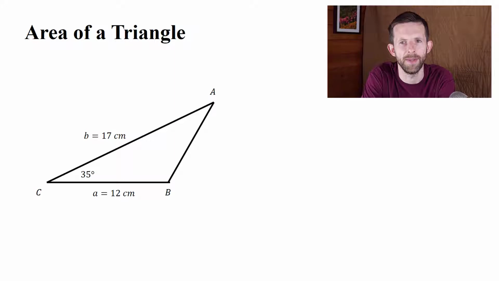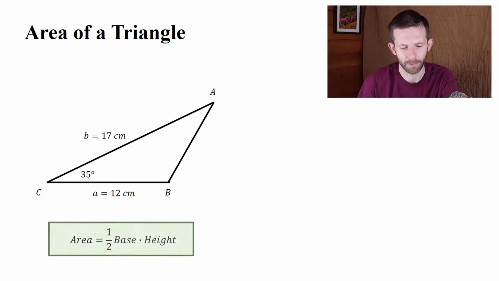Let's talk about how to find the area of a triangle that's not a right triangle. I'm given triangle ABC where BC is 12 centimeters, AC is 17 centimeters, and the angle between them is 35 degrees. Now, the area of a triangle is 1/2 base times the height. In this case, my base is BC, the 12.